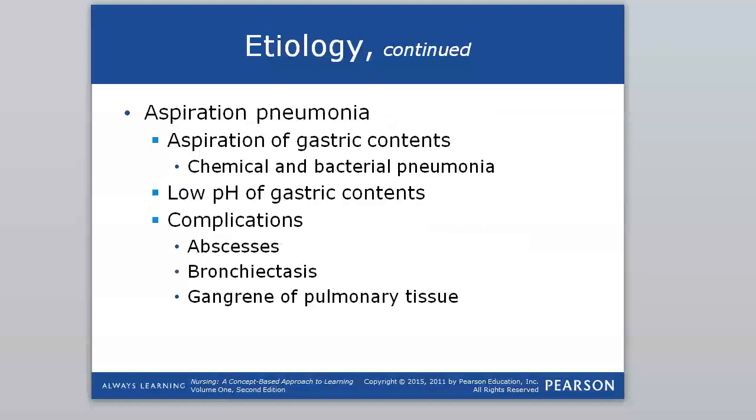And then aspiration pneumonia, where you might aspirate gastric contents, could be a type of chemical and bacterial pneumonia. And we know that in the stomach, the pH is very low and can cause complications such as abscesses, bronchiectasis, and gangrene of pulmonary tissues.